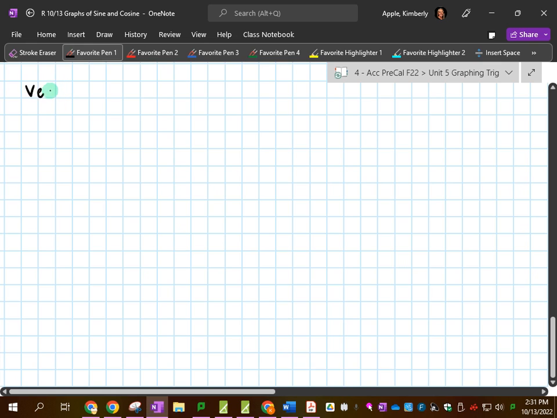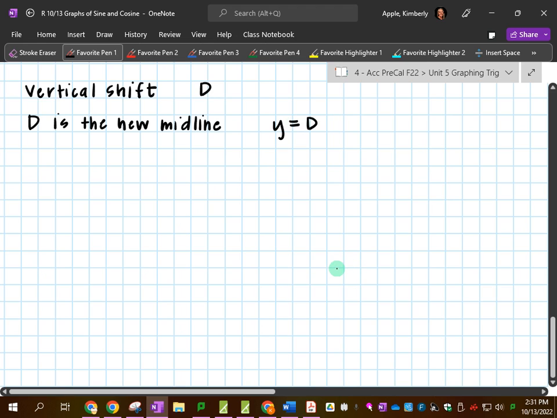All right, now let's talk about a vertical shift. If I'm working with a vertical shift, do you think I'm going to be editing x coordinates or y coordinates? Y coordinates, because they go up and down. So the vertical shift is dealt with the parameter d. And d gives us the new midline. So the midline is expressed as an equation, y equals d.